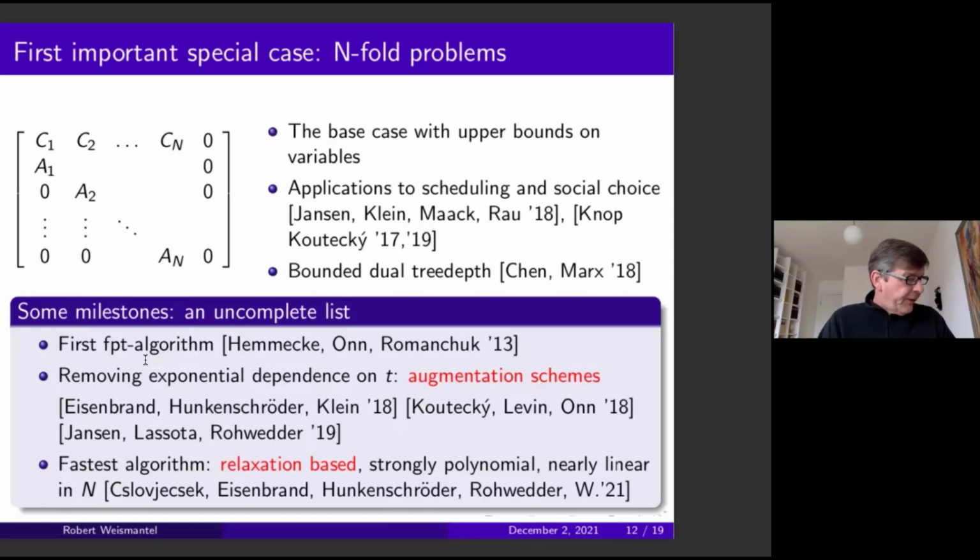Currently one of the fastest algorithms, I think, is relaxation-based, and it is nearly linear in n. It follows this relaxation-based strategy. So you set up a very strong relaxation, in fact one where you look at integer hulls for the individual block constraints, and then you study a proximity theorem and so on and so forth. I will sketch how this works.